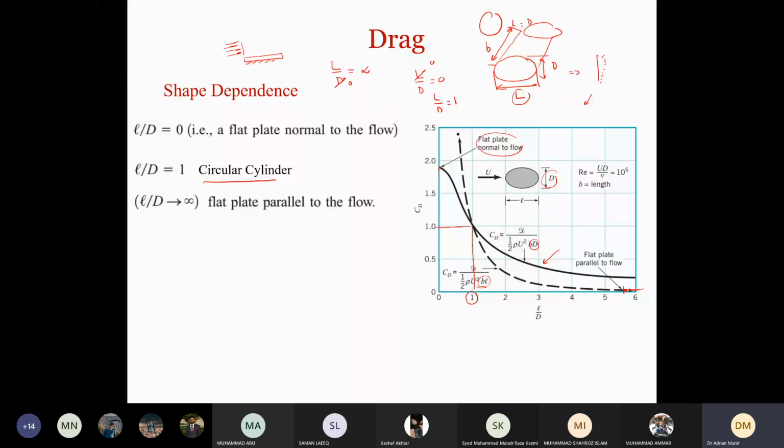Now the Reynolds number Re for this case is defined as UD over mu, and it is 10 raised to the power 5. So it is in the turbulence region, and B is the length as we saw. So the drag obtained by using either of these drag coefficients would be the same.